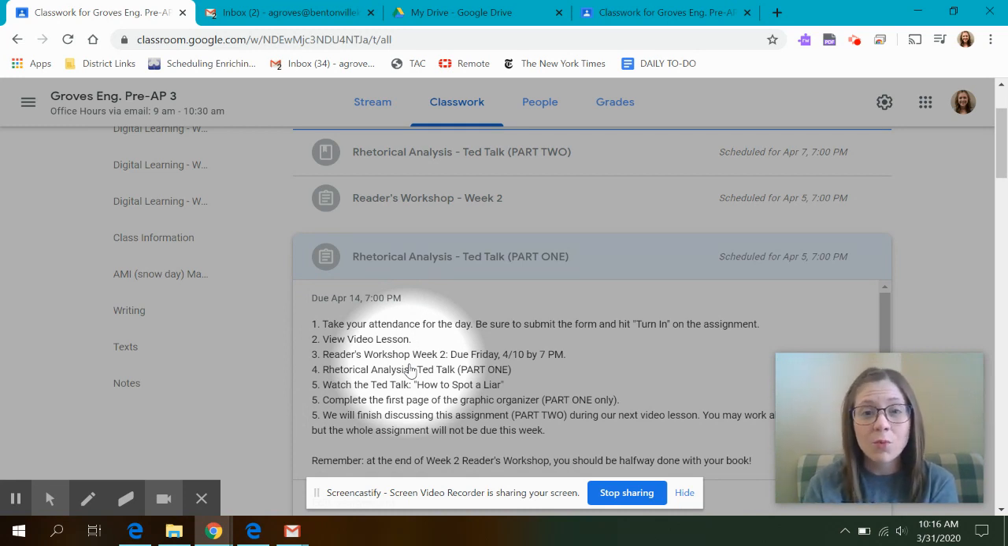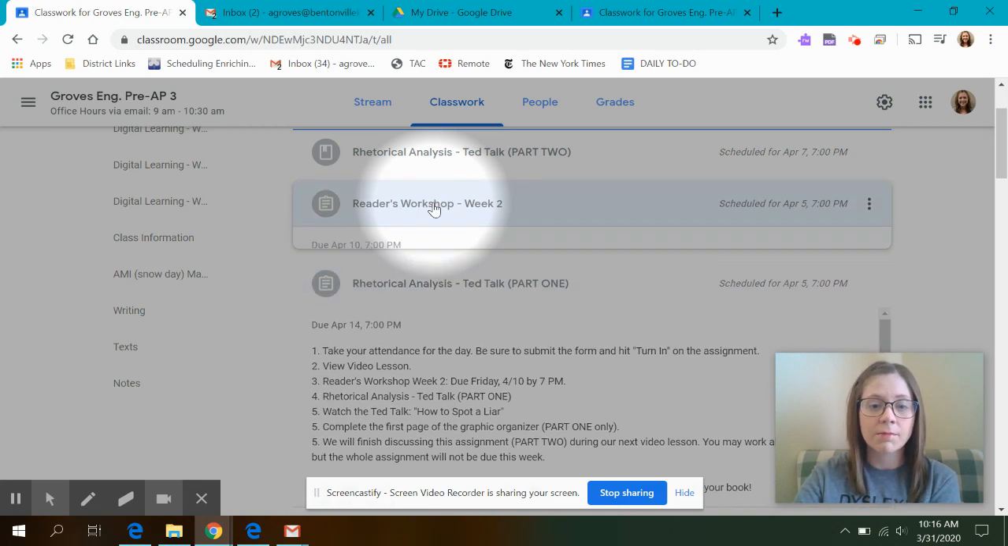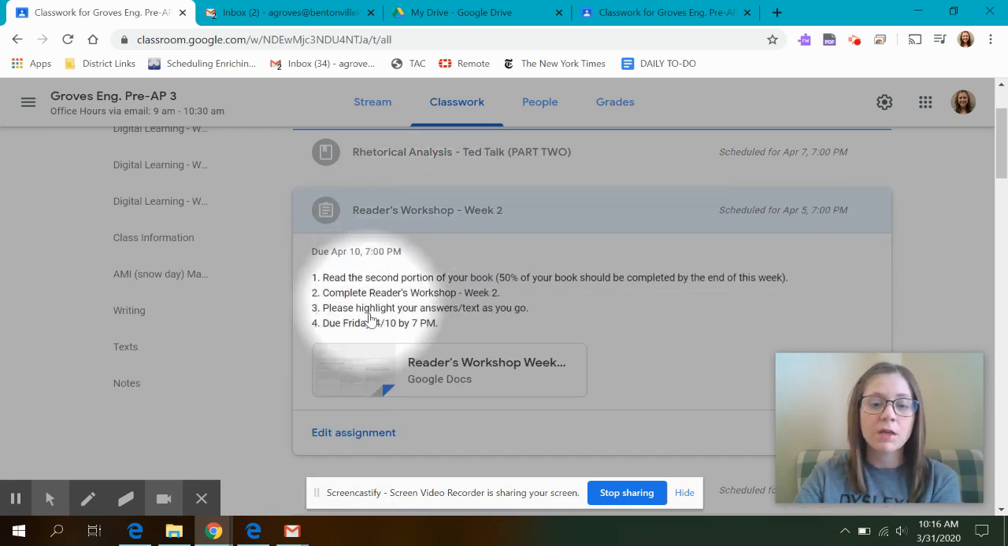So you have a whole week to read the next section of your book. Now, Reader's Workshop takes place over 4 weeks, which means that by the end of this week, you should be halfway done with your book. So get half of your book done and then complete Reader's Workshop Week 2. That was uploaded to you as well, so you can see that right now. And when we click on it, we can go through it real quick and look at it.